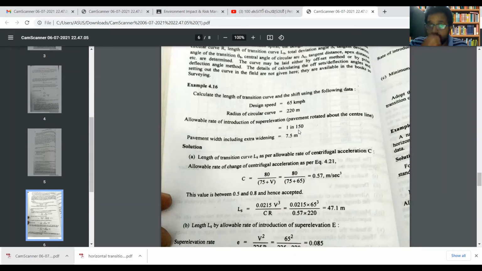Design speed is 65. Radius of circular curve is 220. Rate of introduction of super elevation is 1 in 150. And pavement width including extra widening is 7.5 meter. Okay. So this is the given data.